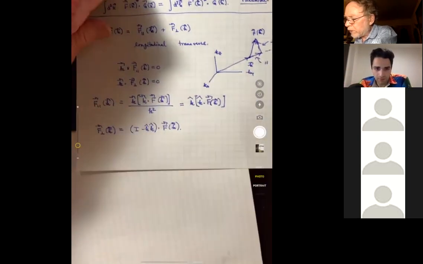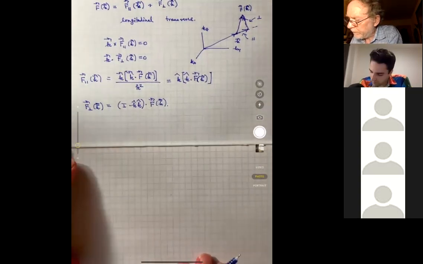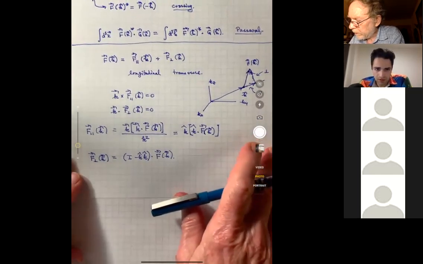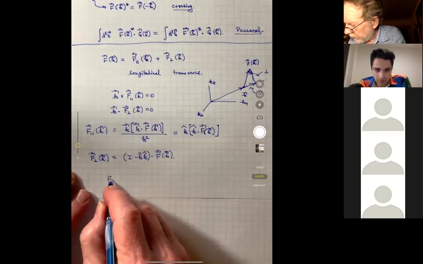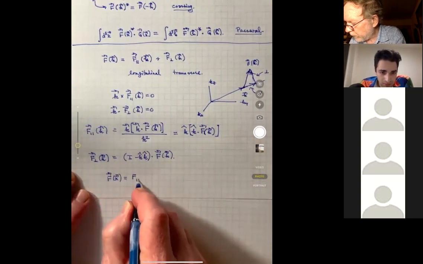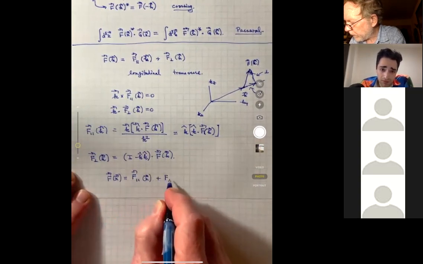Now, once we've got longitudinal and transverse vector fields in k space, we define the corresponding fields in real space. And we do it this way: we just simply declare in real space that f of x is equal to f longitudinal of x plus f transverse of x.